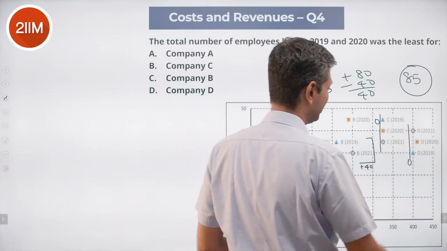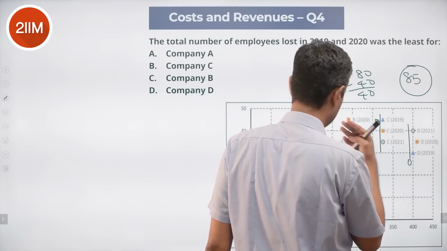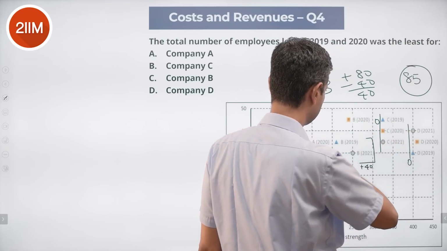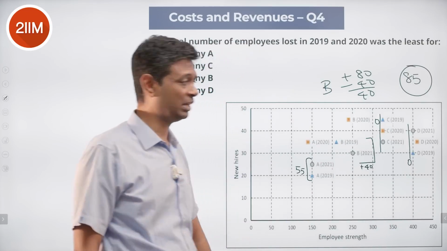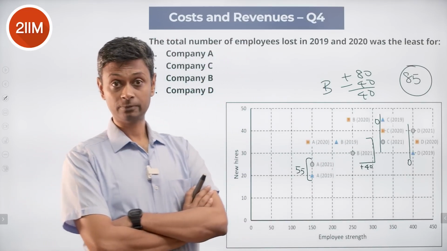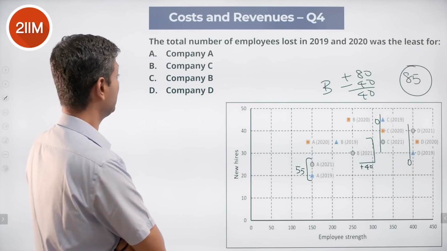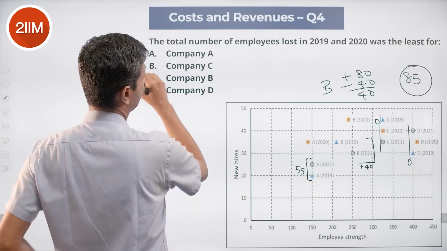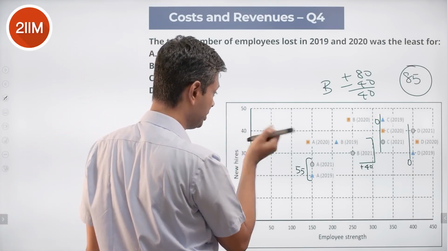D, it's lower. Add 19 and 20. In 19 we added 30, in 20 we have added 35. 65 have been added and 65 have left. Okay, maximum for B.